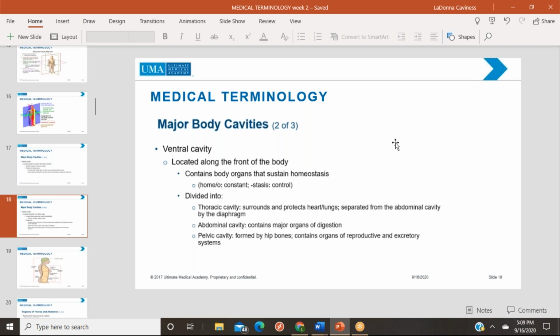It is divided into the thoracic cavity, which surrounds and protects the heart and lungs and is separated from the abdominal cavity by the diaphragm. The abdominal cavity contains major organs of digestion. The pelvic cavity, formed by the hip bones, contains organs of the reproductive and excretory systems.